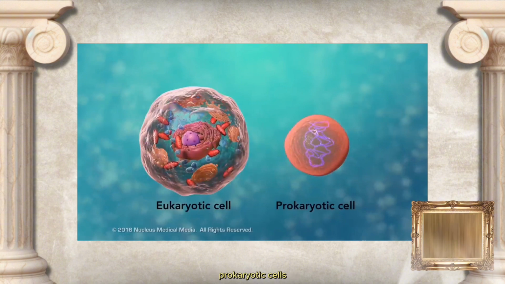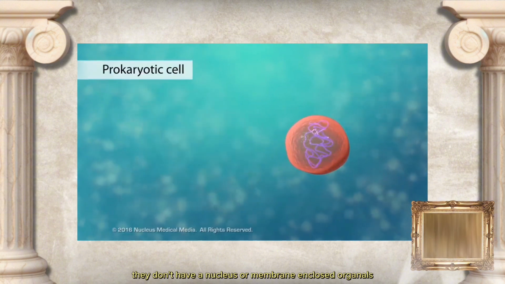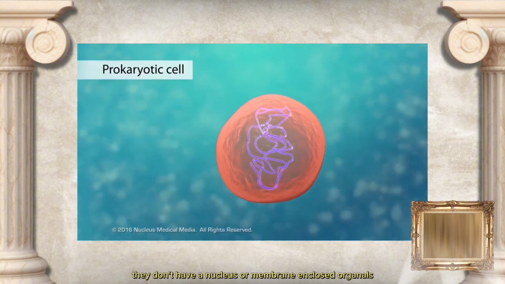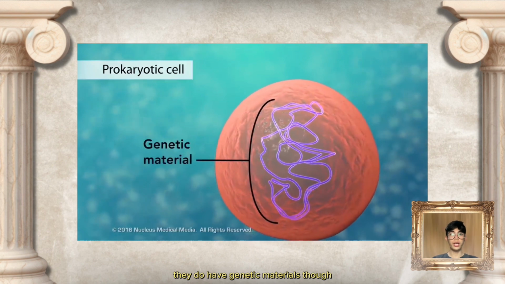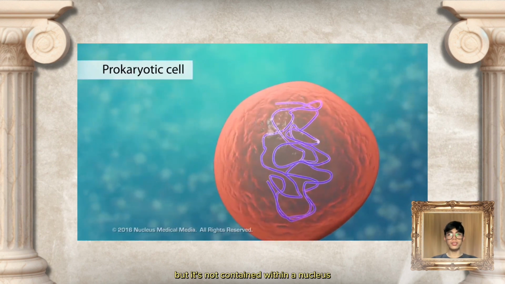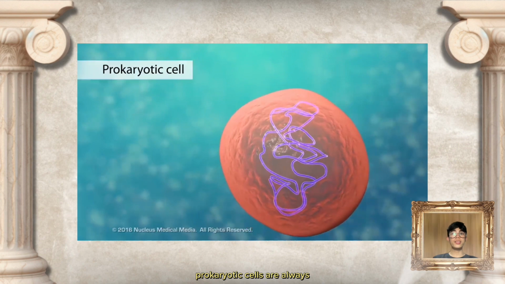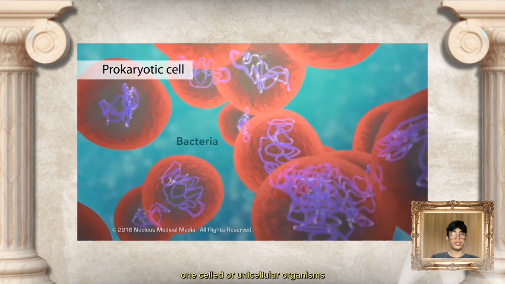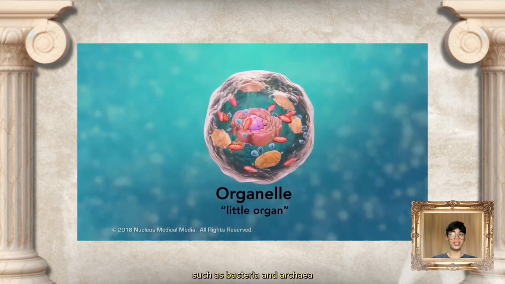While the second one, prokaryotic cells, don't have a nucleus or membrane-enclosed organelles. They do have genetic material though, but it's not contained within a nucleus. Prokaryotic cells are always one-celled or unicellular organisms such as bacteria and archaea.